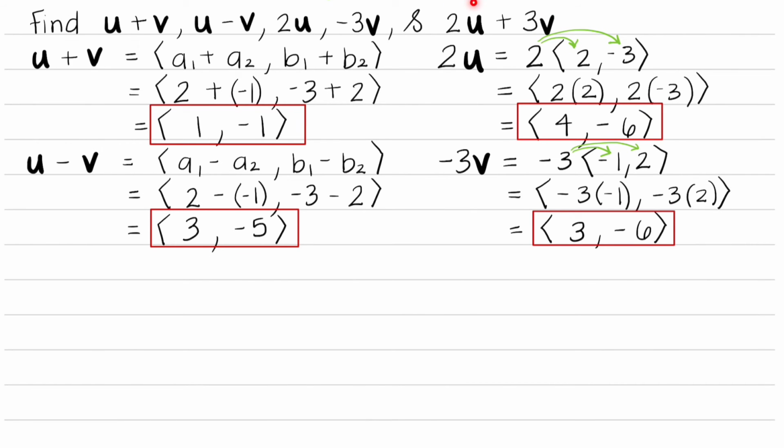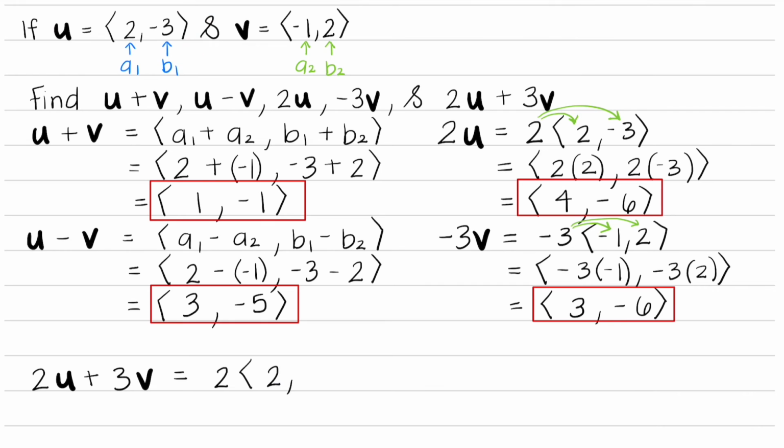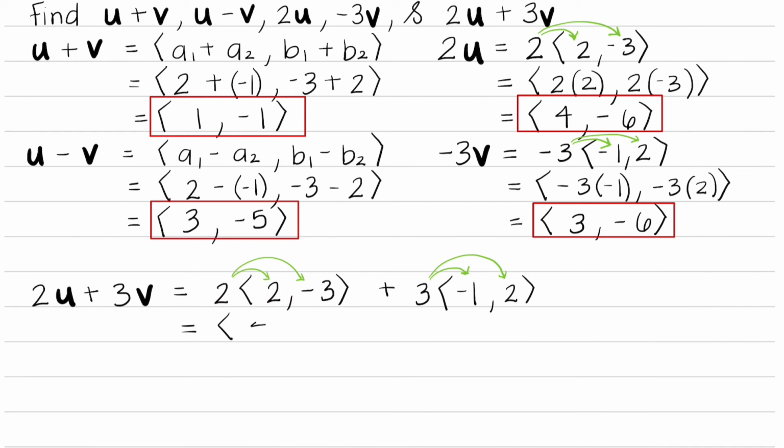Now let's do 2u plus 3v. So let's write this out as 2 times our vector u, which is 2, negative 3, plus 3 times our vector v, which is negative 1, 2. So now let's multiply each vector by that constant in front of it. So 2 times 2 is 4, and 2 times negative 3 is negative 6, plus 3 times negative 1 is negative 3, and 3 times 2 is 6.